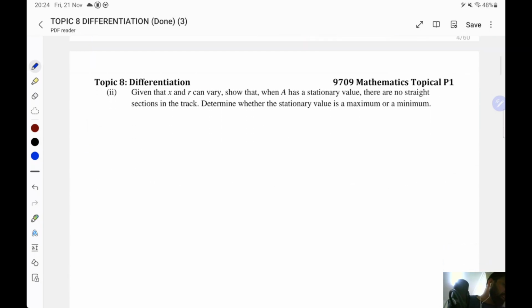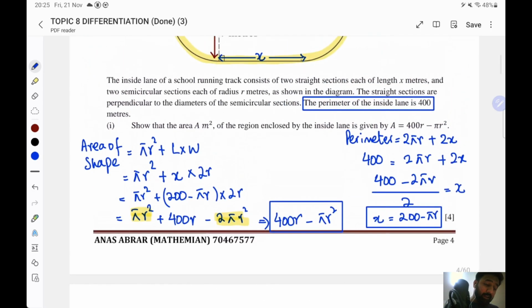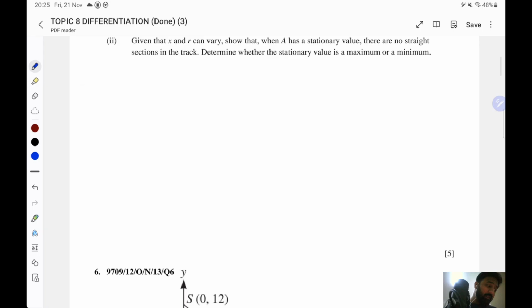Let's move forward. The next question is, given that x and r can vary, show that when A has a stationary value, there are no straight sections in the track. Show that when A has stationary values, there are no straight sections in the track. The term no straight section in the track means that there is not going to be any x region in the track. Okay, let's see.